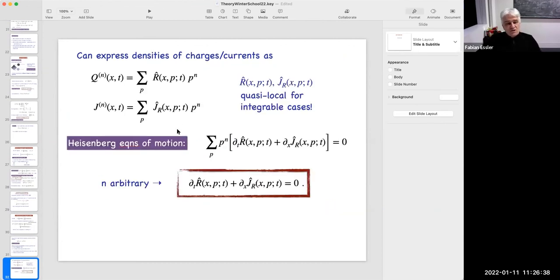And now what you do is you just mimic what we just had for free fermions. You introduce a generating function for the density of conserved charges. You can do this again explicitly, and you do the same for the currents. And these generating functions then fulfill some continuity equation that just follows from the Heisenberg equation of motion. That's again very simple.